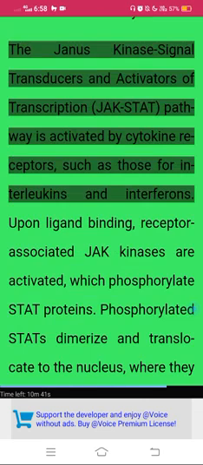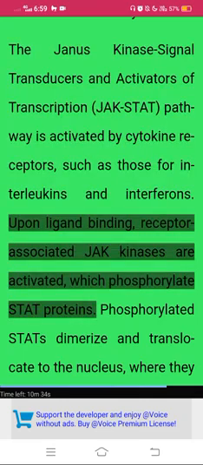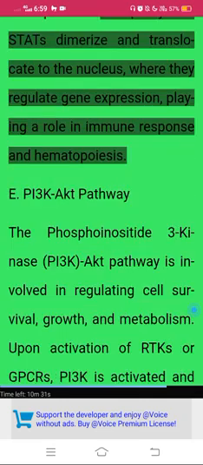D. JAK-STAT pathway. The Janus kinase signal transducers and activators of transcription, JAK-STAT, pathway is activated by cytokine receptors, such as those for interleukins and interferons. Upon ligand binding, receptor-associated JAK kinases are activated, which phosphorylate STAT proteins. Phosphorylated STATs dimerize and translocate to the nucleus, where they regulate gene expression, playing a role in immune response and hematopoiesis.